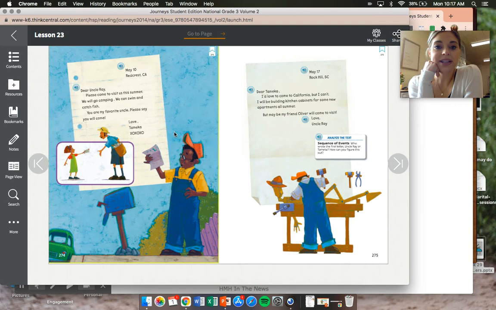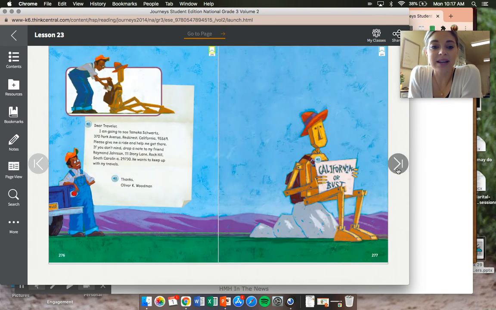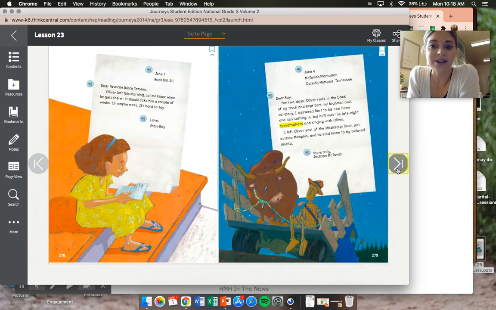Whenever you write a letter, you have to include the city that you're in and the state. She really wants her uncle, who lives in Rock Hill, South Carolina, to come visit, but he can't because he'll be busy all summer long. So he creates this man. He's like a very big doll made up from wood, which is why his name is Oliver K. Woodman. And he sends him across the country with lots of different people and eventually gets him to Tamika. So it's a really fun story to read.